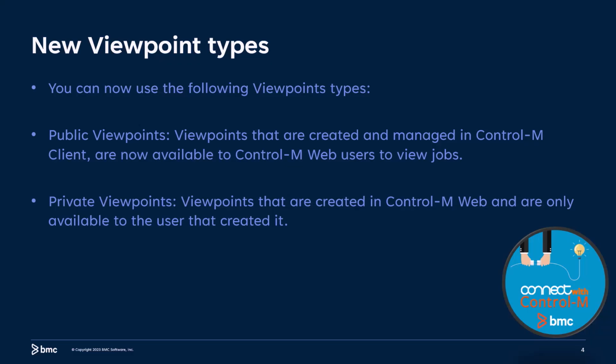In this version of Control M, there are new viewpoint types. You can now use the following viewpoint types. There are public viewpoints, and those are viewpoints that are created and managed in Control M client. And these are now available to Control M web users to view jobs. And then there's private viewpoints. These viewpoints are created in Control M web, and these are only available to the user that created it. In addition, you can do the following. You can open public viewpoints with user-defined filters or saved filter presets. And private viewpoints now support all Control M attributes and Boolean operators. There will be a demonstration of this later on in this Connect with Control M.